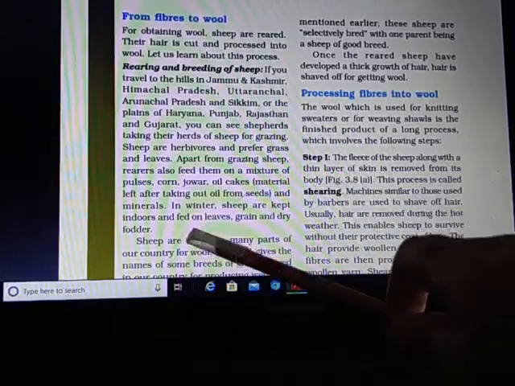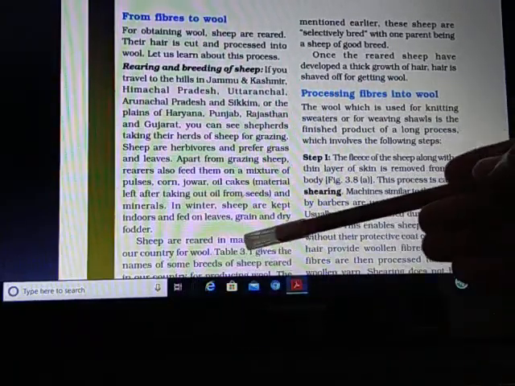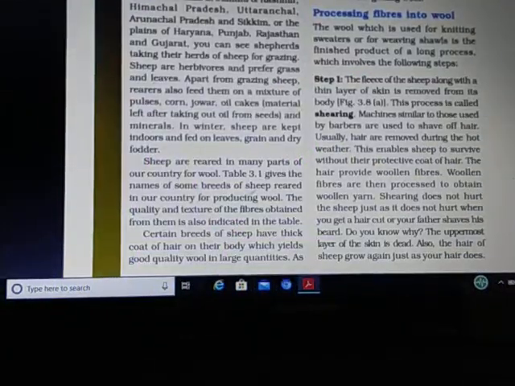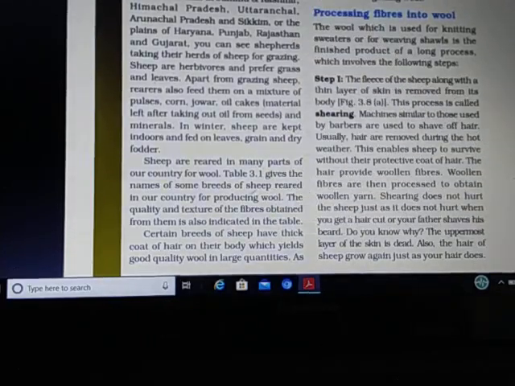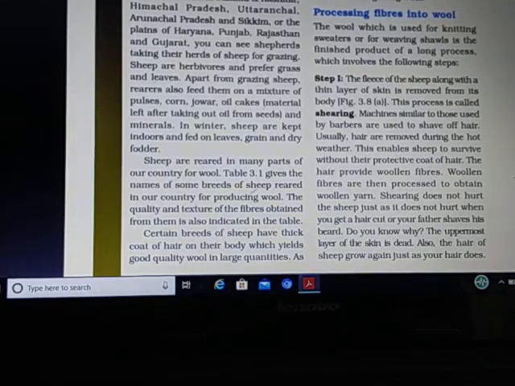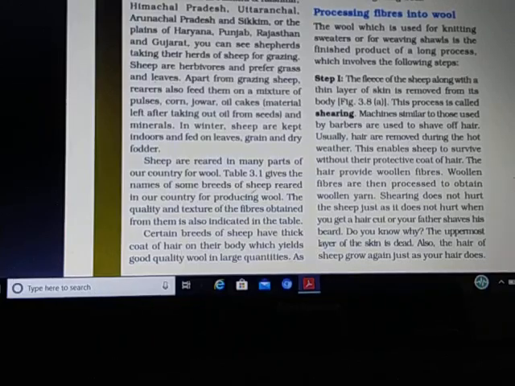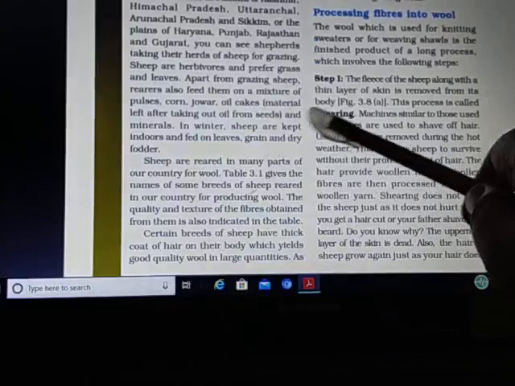In winter, sheep are kept indoors and fed on leaves, grain and dry fodder. Now, in winter, when sheep are kept indoors, तब उनका food क्या होता है? Leaves, grain and dry fodder. Fodder means चारा. In Hindi, we call it चारा, which is basically food for animals. Cow, buffalo, horse, sheep, yak are herbivorous, and that's why they eat this type of food. In winter they can't go out for grazing because of the colder regions, like Jammu, Kashmir, Himachal Pradesh, which are very cold places. So that's why, when they are kept indoors, they are fed with leaves, grain and dry fodder.